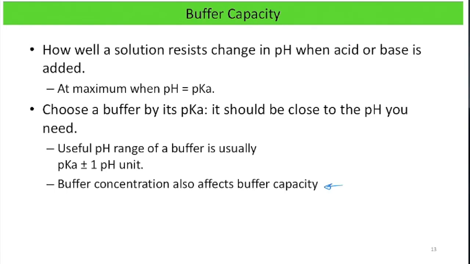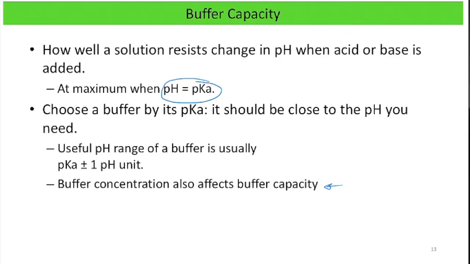So that's the last point on this slide: the buffer capacity is affected by the concentration of the buffer. But buffer capacity is also affected by the pH of the buffer. The buffer capacity will be at its highest when the pH of the solution is the same as the pKa of the buffer, because you can add either strong acid or strong base to the buffer, and the buffer has an equal opportunity to consume that strong base or strong acid.